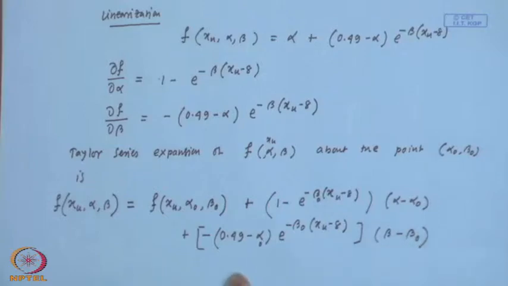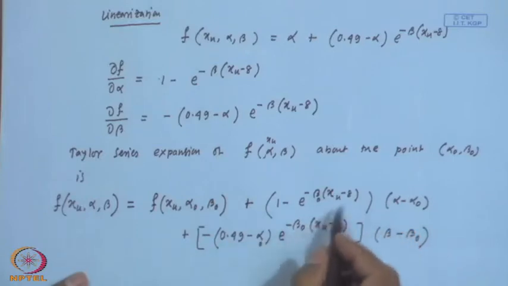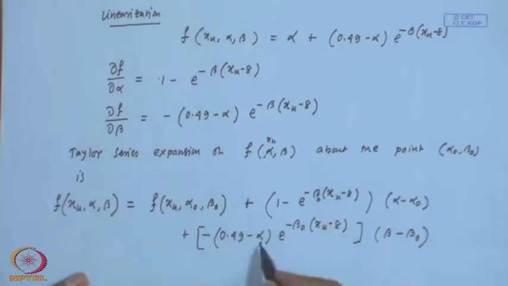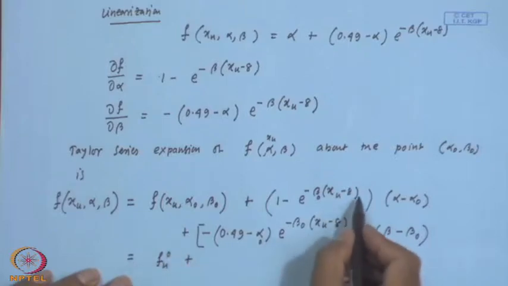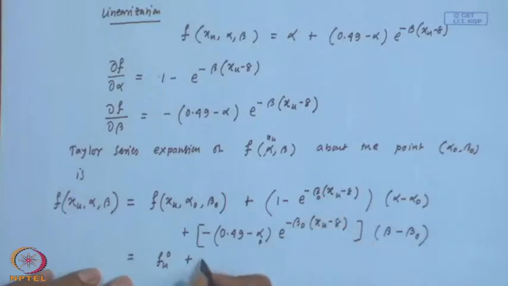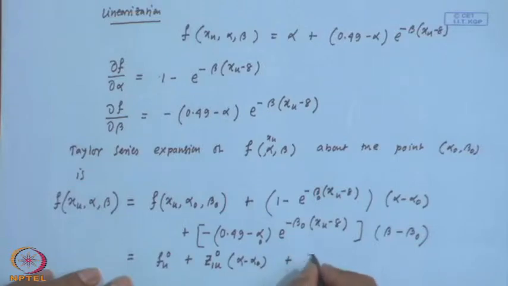Right. So now you can see that this is linear in alpha, beta. This is a constant term, and this one is also constant because we have plugged in the values alpha naught, beta naught. So this is linear in alpha, beta, and we will write it in notation. It is equal to f_u naught plus this partial derivative at the point alpha naught, beta naught, which we write as z_1u naught, times alpha minus alpha naught, plus z_2u naught times beta minus beta naught. Okay.